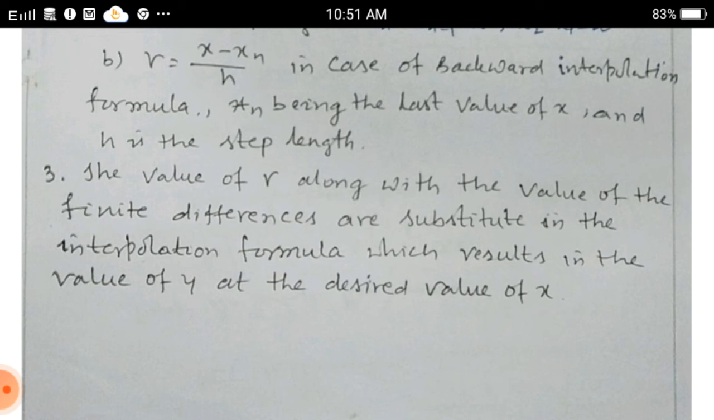The forward differences are the first value in every column: delta y0, delta square y0, delta cube y0, delta to the power of 4 y0, and so on, delta to the power of n y0. So these are the forward differences. Use these values in Newton's forward interpolation formula.